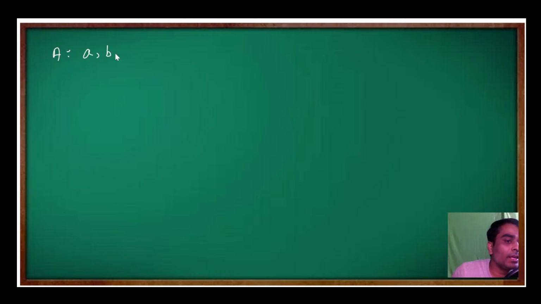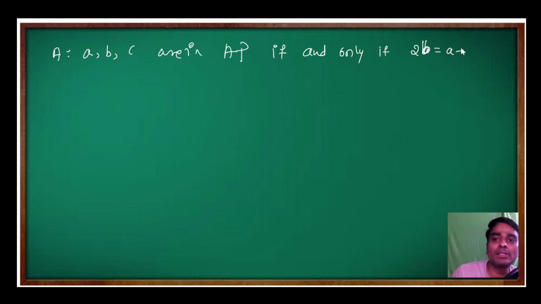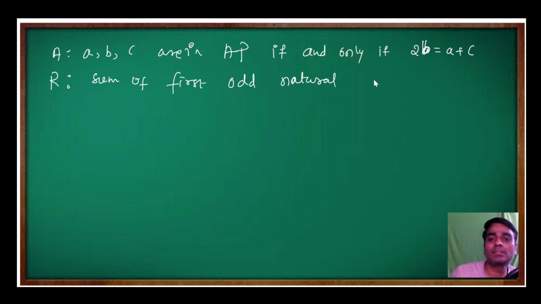Next, assertion: A, B, C are in AP if and only if 2B equals A plus C. Reason: the sum of the first n odd natural numbers is n square. So we'll give explanation for the assertion now.